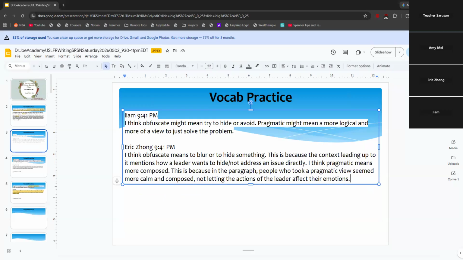I think obfuscate might mean try to hide or avoid. Pragmatic might mean a more logical and more of a view to just solve the problem.